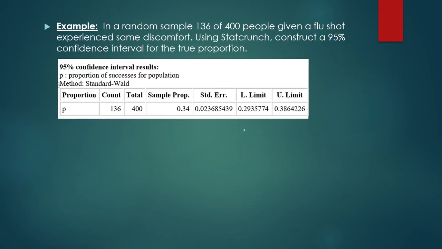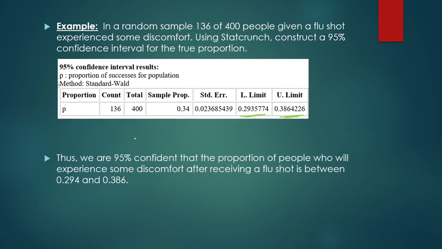And here is our StatCrunch output. We have our confidence interval given as the lower limit and the upper limit. Thus, we are 95% confident that the proportion of people who will experience some discomfort after receiving a flu shot is between 0.294 and 0.386.